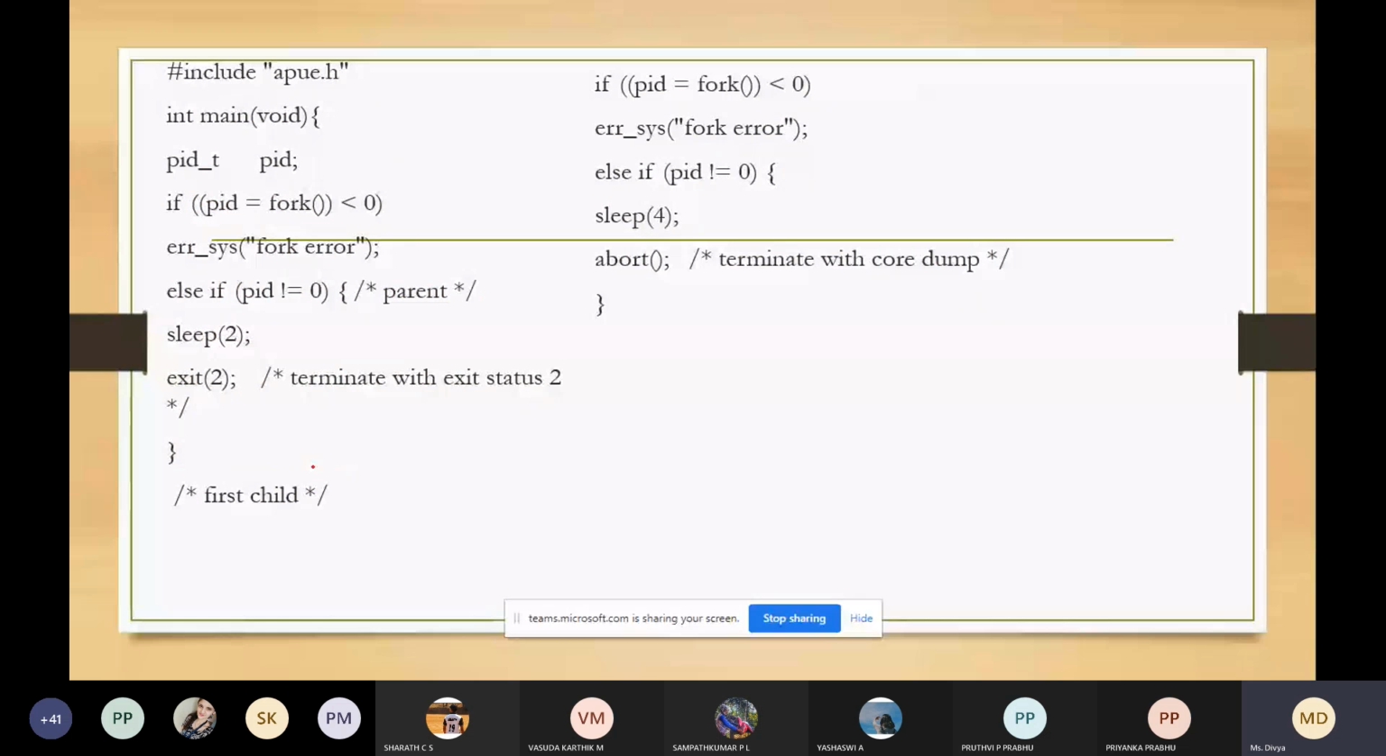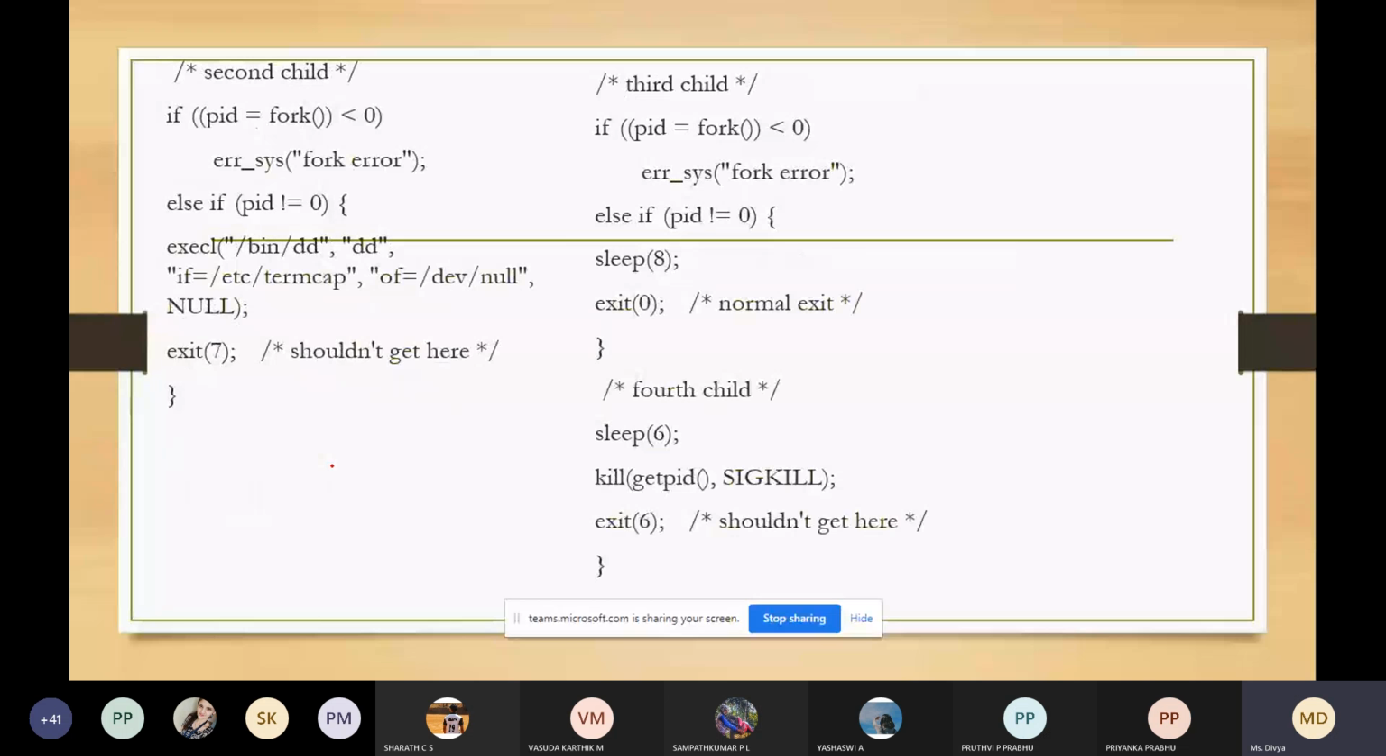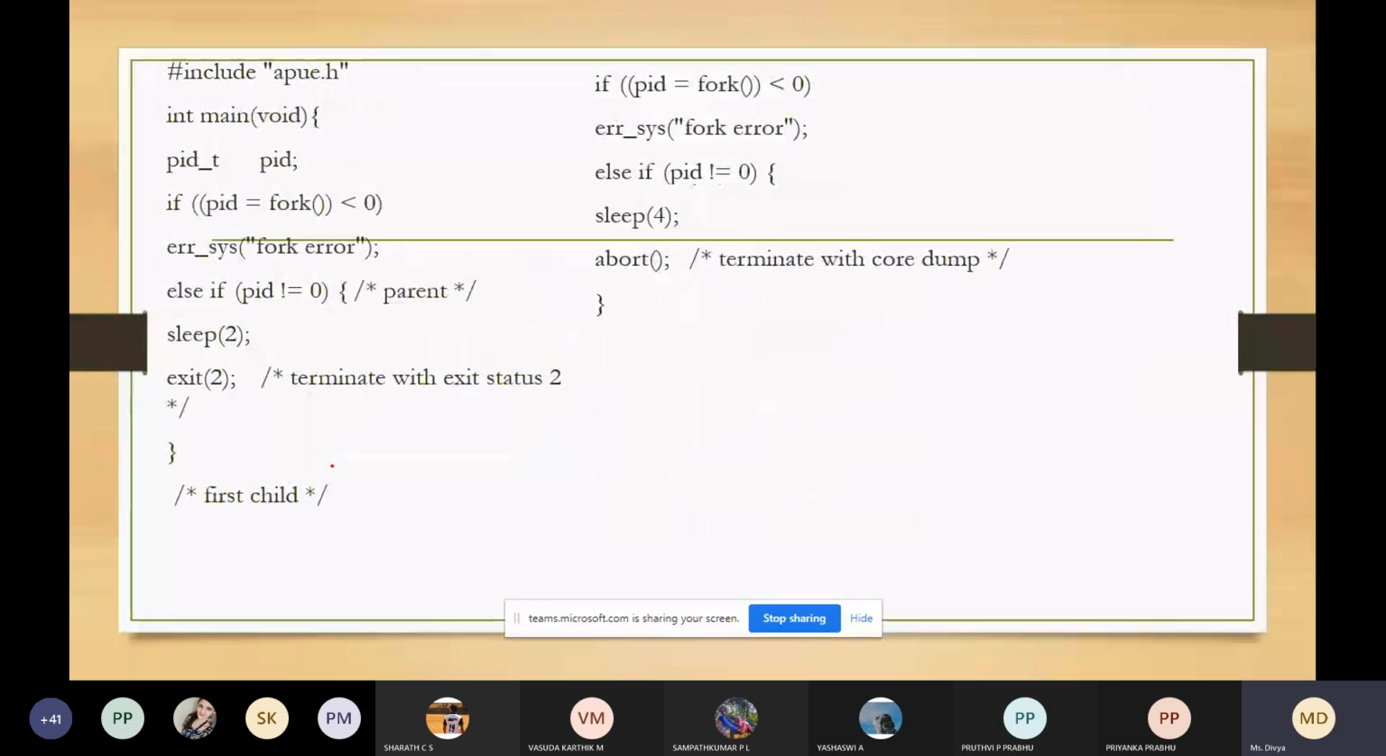We have a program here. Actually this program is lengthy but very simple, so I have written it in 2 slides. So this is 2 slides. Here the program begins. Now we have a main process, or we call it a parent process.